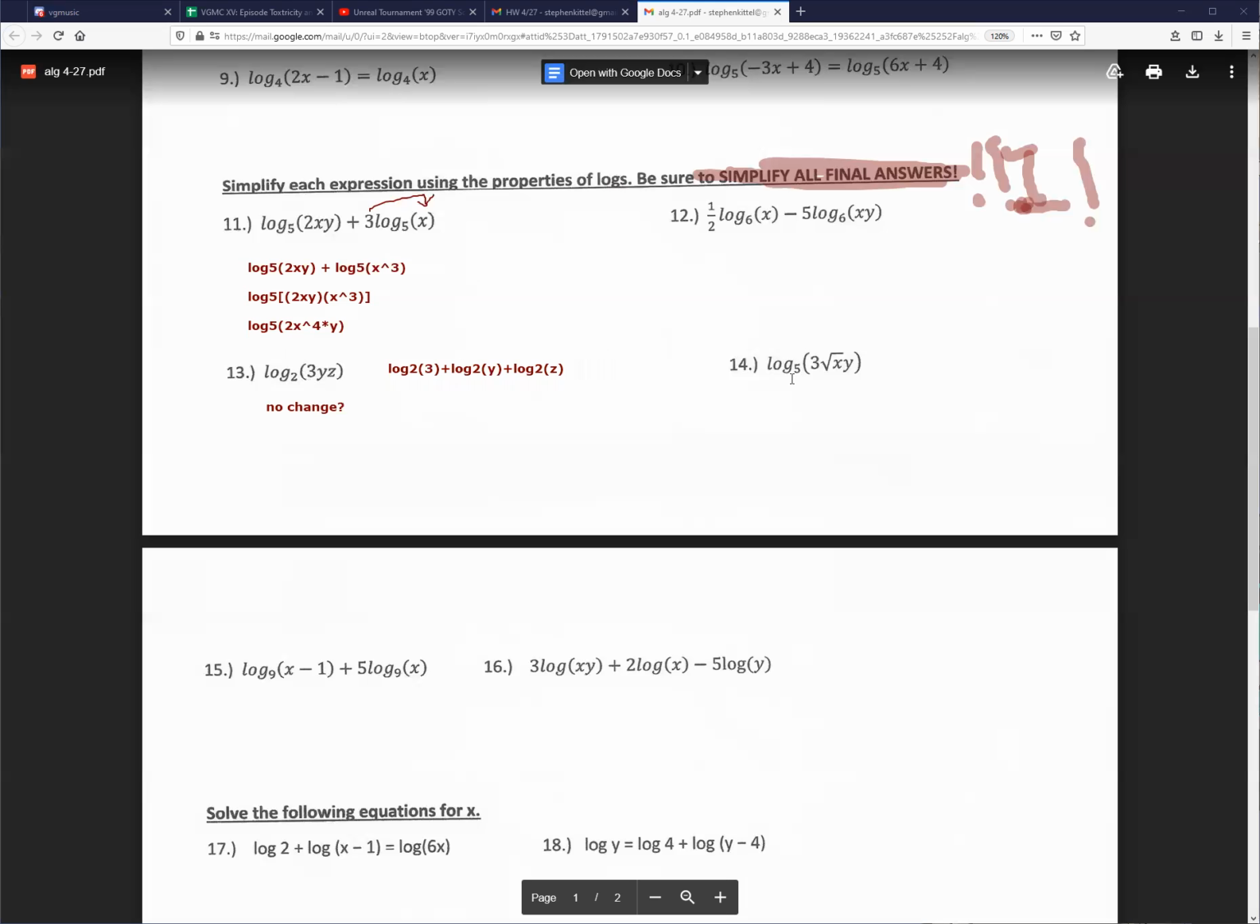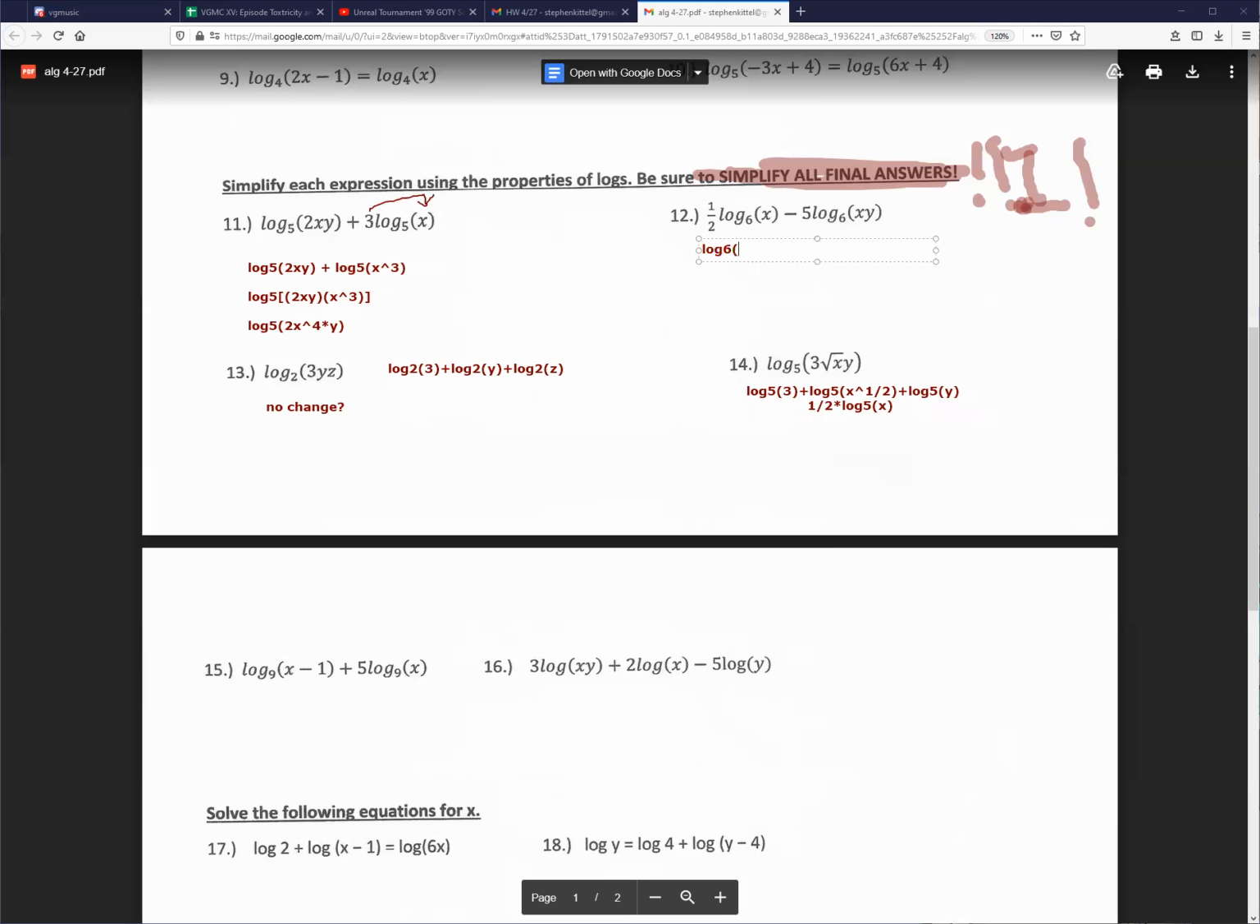And the same is basically true for number 14 as well. Like that's log 5 of 3 plus log 5 of x to the 1/2 plus log 5 of y. And it's worth noting that we can rewrite that middle term as 1/2 times the log of x. But again, that's expanding, not simplifying. So I don't know. But if we go to 12, we can do some legit simplifying.